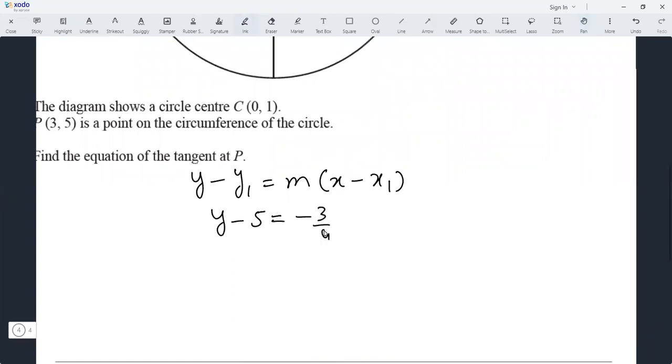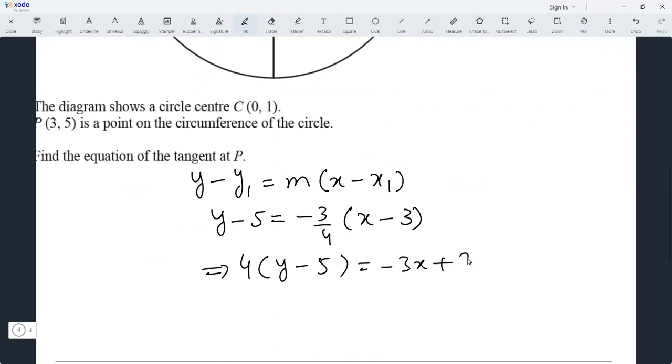So negative 3 by 4 times x minus x1, which is 3. Cross multiplying, 4 will be multiplied with y minus 5 equals negative 3 will be multiplied here. So it becomes negative 3x, negative negative becomes positive, 3 times 9. Open the brackets on the left hand side. 4 times y is 4y minus 4 times 5 is 20, equals negative 3x plus 9.